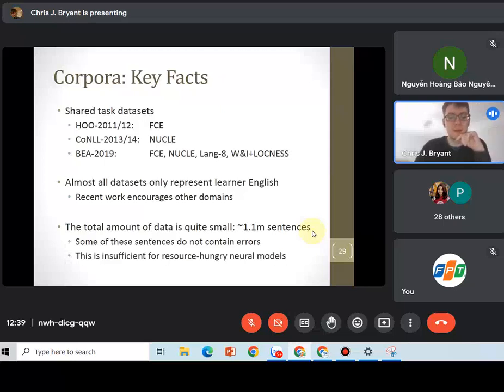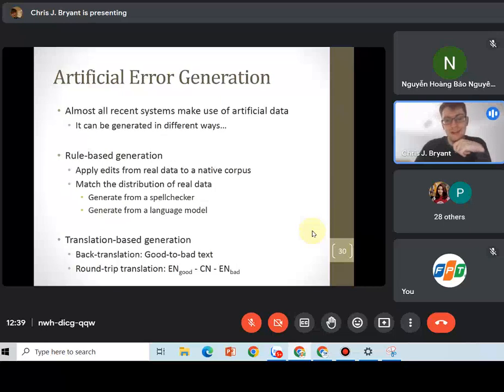So there have been some more work looking at building corpora for other domains. I also mentioned that the total amount of data is actually quite small. So there's only 1.1 million sentences, and not all of them contain errors. Neural models are regularly trained on billions of words, so this is not enough for that. And with that in mind, that's why people use artificial data generation instead.